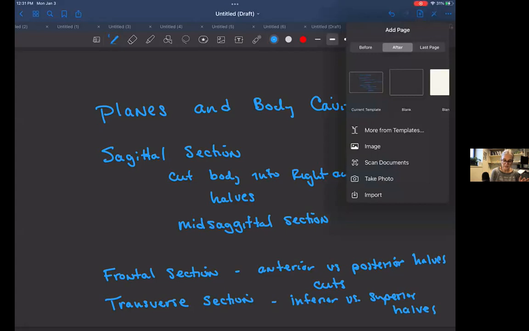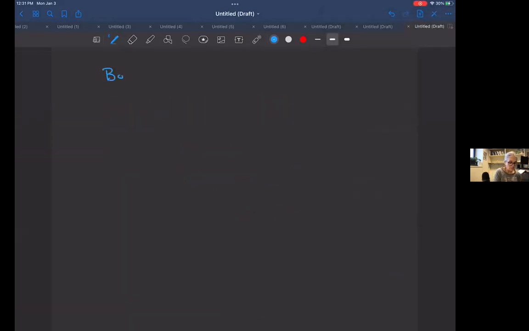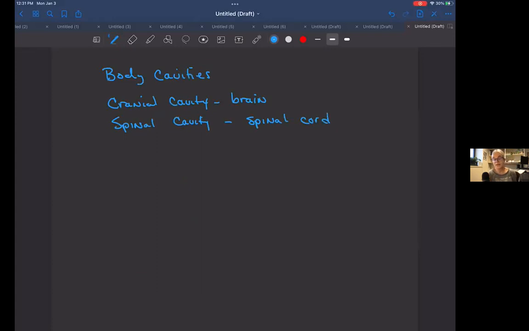So let's look at the major body cavities. So we actually have a cranial cavity. So this is where the brain is located. We also have a spinal cavity, and that is where the spinal cord is housed. When we look at the spinal cavity, that is actually a dorsal cavity because it's dorsal to, say, for example, the abdominal or the thoracic cavity, which would be ventral.